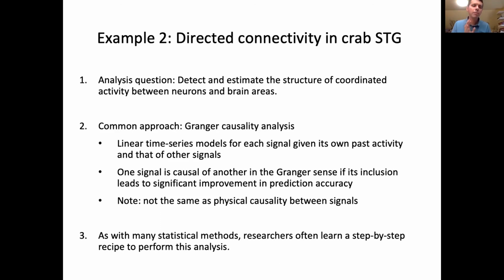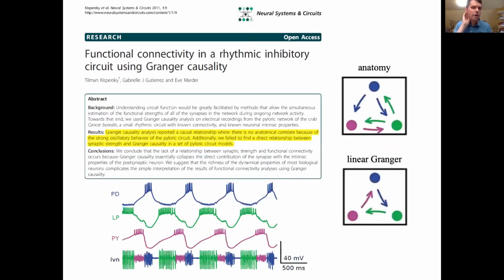And the reason I bring up this example is because this is one of the statistical tools that people often learn as kind of a recipe. Step by step, this is what you do, then this, then this. And often what happens there is you leave behind a lot of very valuable statistical tools for determining how well the analysis is likely to do. This whole analysis was brought up based on an analysis in 2011 by Tilman Kispersky and Eve Marder's group at Brandeis, where they basically used this Granger causality method to try to understand a network of neurons whose anatomy had already been well studied.